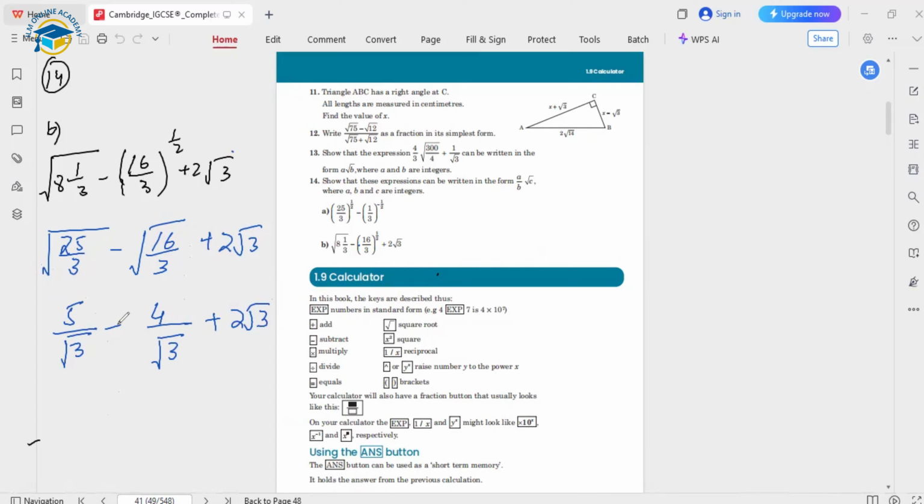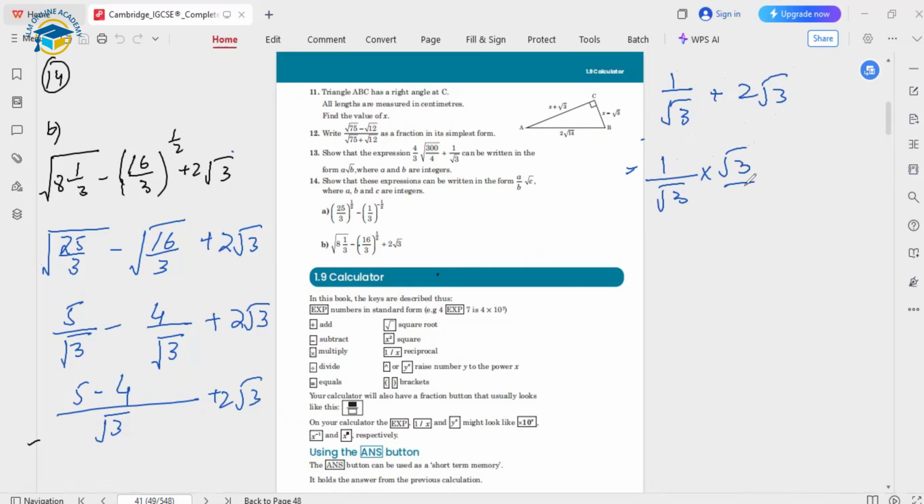Here we can make both of these as one term, because both have square root 3 in the denominator. They are basically like fractions, and we can subtract them in the numerator, like 5 negative 4, and 2 square root 3 as it is. So 5 negative 4 is basically 1 over square root 3 plus 2 square root 3. As we have the square root 3 in the denominator over here, we will simplify it by rationalizing, multiplying by square root 3 and dividing by square root 3 as well, and keeping this 2 square root 3 similarly.